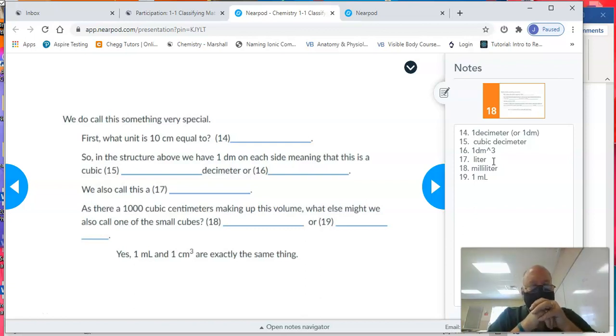So if we know that there are 1,000 cubic centimeters making up this volume, we might also call one of the small cubes a 1,000th of a liter or a milliliter. Okay, one of the small cubes is a milliliter in size. And so a milliliter and a cubic centimeter are exactly the same thing.